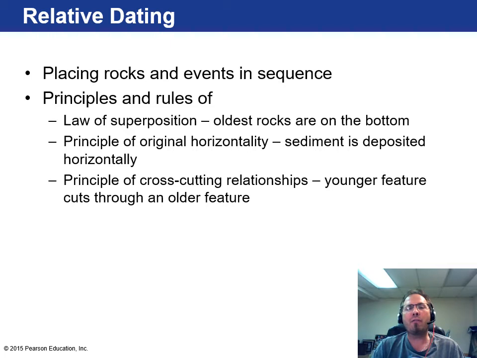So you have the law of superposition. All that states is that, all things being equal, the oldest rocks are always going to be on the bottom because they came first and everything else came after on top of it. So at the very top are the youngest rocks. Again, you'll see this in the Grand Canyon. It's the easiest pancake-style layering to show this: the oldest on the bottom, the youngest on top.